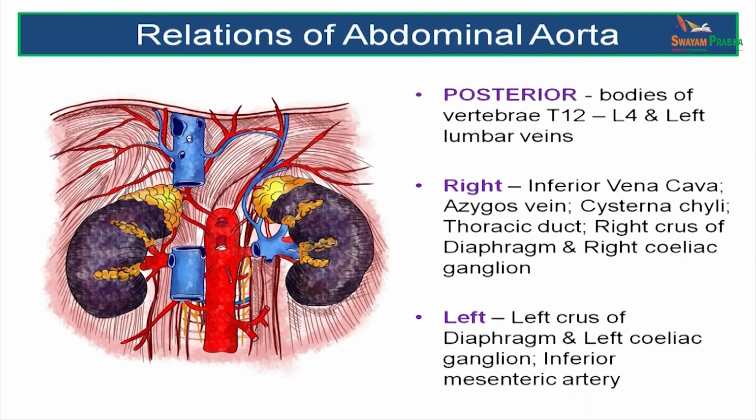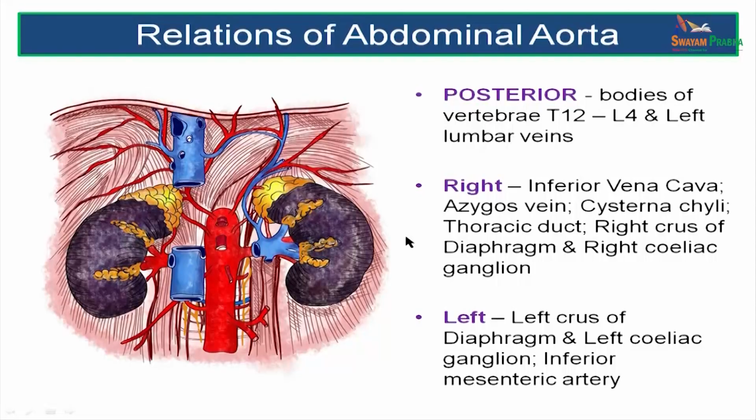Let's look at the posterior relations. Now, the abdominal aorta lies related to the lumbar vertebrae, slightly to the left of the midline. It is also related to the left lumbar veins posteriorly. To its right, you can see here, lie the inferior vena cava along with the azygos vein, cisterna chyli, diaphragm and the celiac ganglion. To its left will lie the left crus of the diaphragm, left celiac ganglion as well as the inferior mesenteric artery.